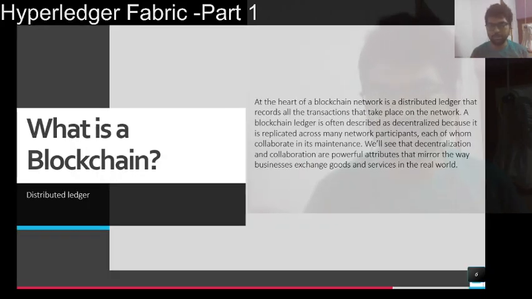then what is blockchain? We are talking about Hyperledger Fabric, right? Blockchain is basically a distributed ledger technology, and we call the distributed ledger the heart of blockchain. Consider a four-node blockchain network. The heart of it is the distributed ledger, and it records all the transactions. A blockchain ledger is often decentralized, and replicated across many participants in the network.